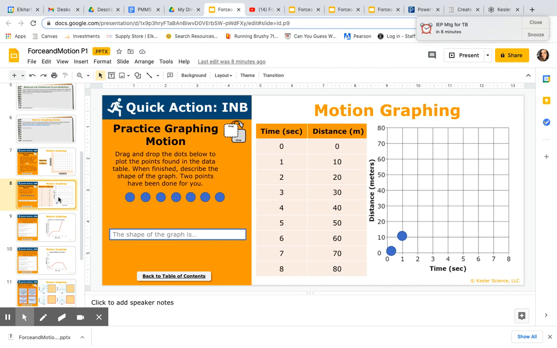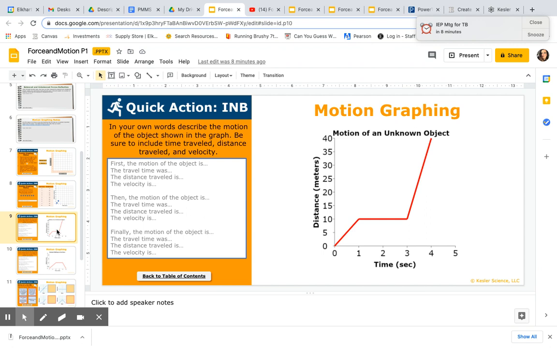Practice graphing motion. Drag and drop the dots below the plot to the points found on the data table. When finished, describe the shape of the graph. 2 points have been done for you. So you have 0 and 0. Now you have 1 and 10. Now you need to do 2 and 20, 3 and 30, 4 and 40, 5 and 50, 6 and 60, 7 and 70, 8 and 80. And then you need to tell me what the shape is.